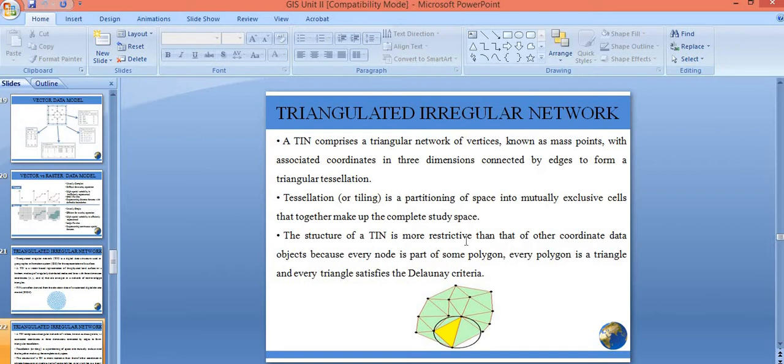Okay, so you have to do this process until each and every circle has only the 3 points for the triangle. This condition is what is called the Delaunay criteria.